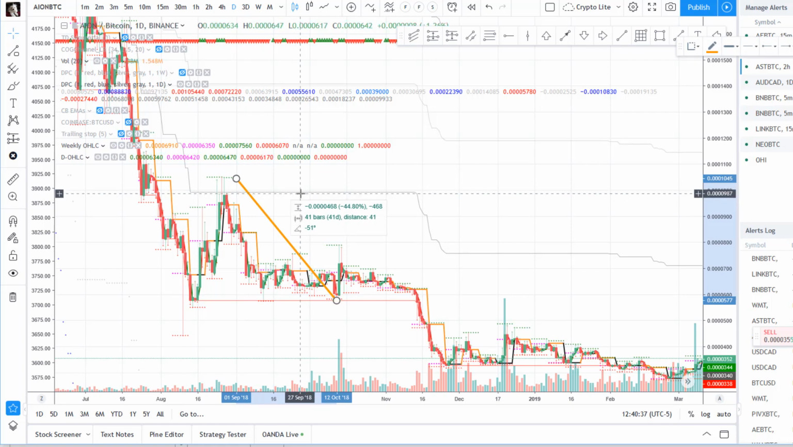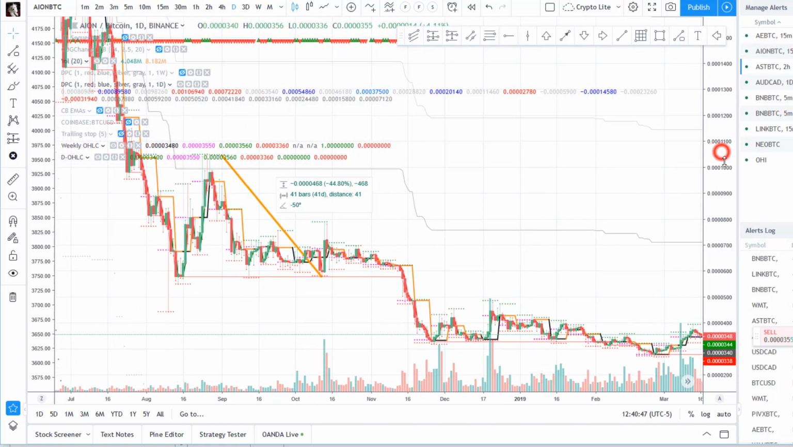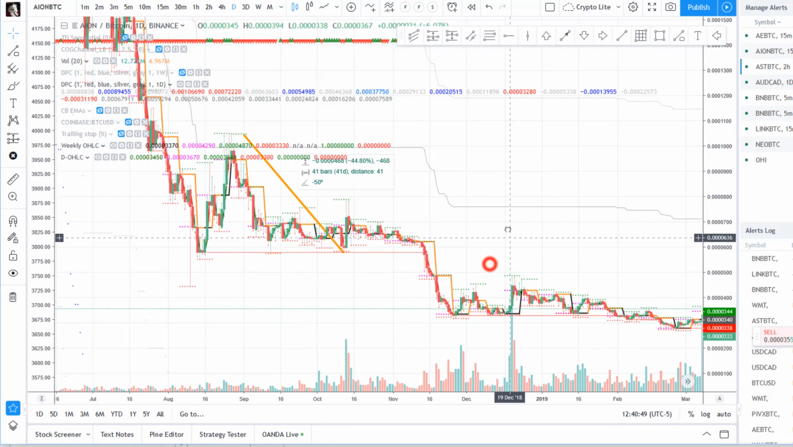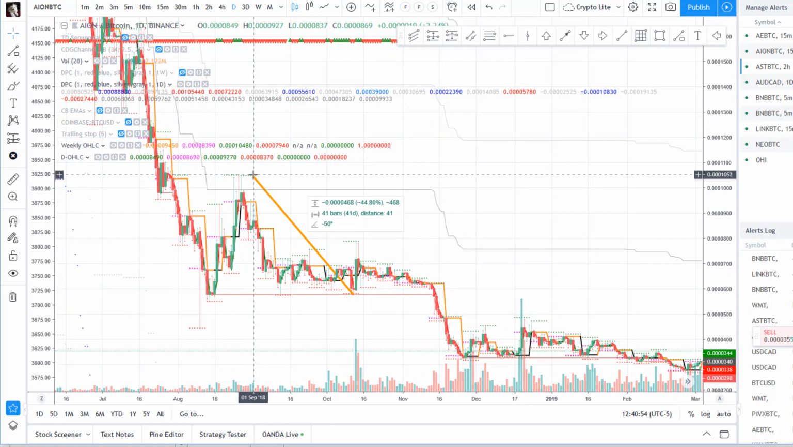I know a lot of traders say that you shouldn't trade tops or bottoms. In crypto, it's one of the things you have to get good at. You have to get good at realizing when things might have bottomed and understand where you should start looking for those bottoms.